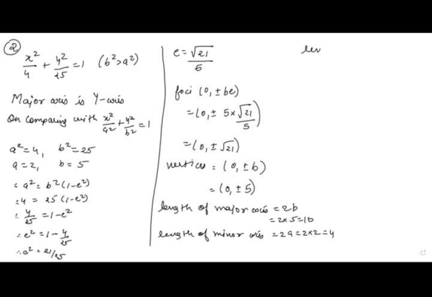And lastly the length of latus rectum is 2a square by b. So 2 into the value of a square is 4, whereas the value of b is 5. So it will be 8 by 5.